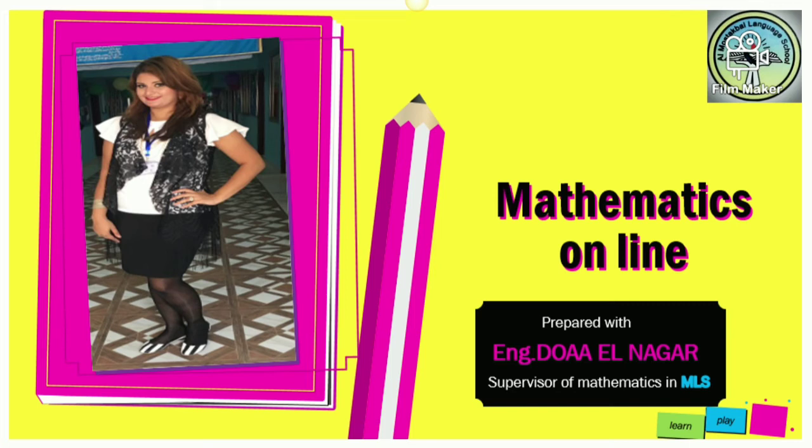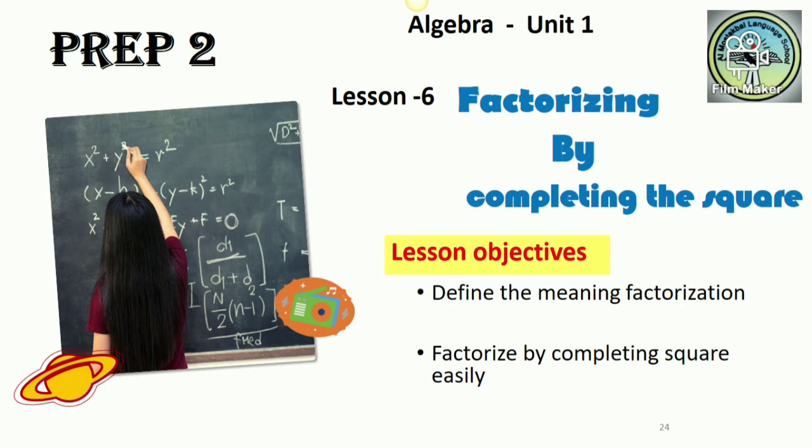Let's start our lesson today with the lesson objectives. Our lesson today will be the last lesson in algebra: factorizing by completing the square. Our objectives: to know or define the meaning of factorization and to factorize by completing a square easily.